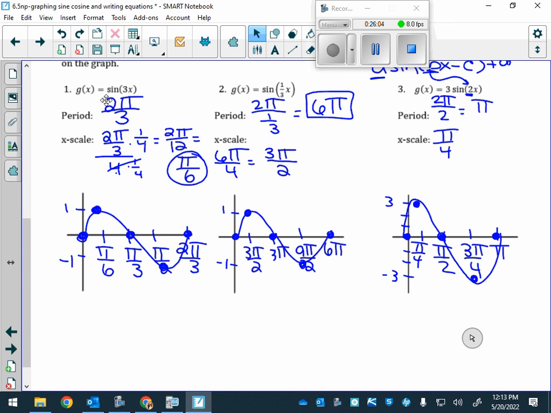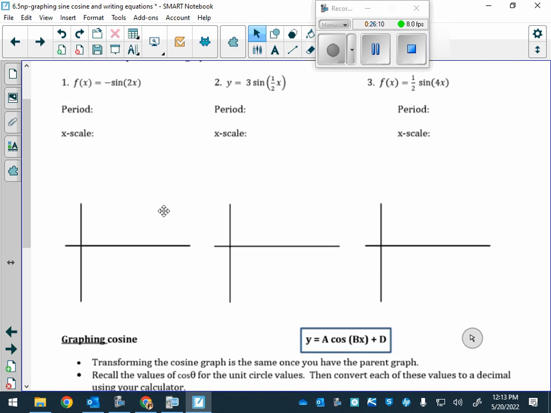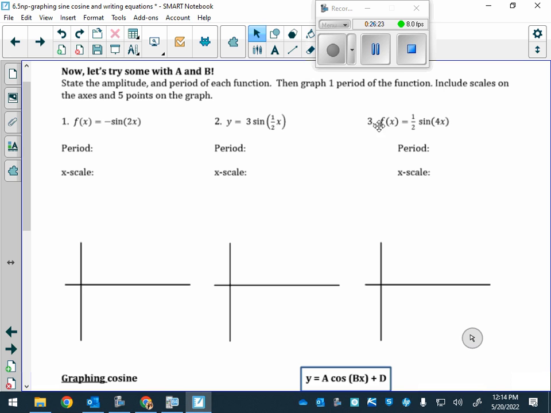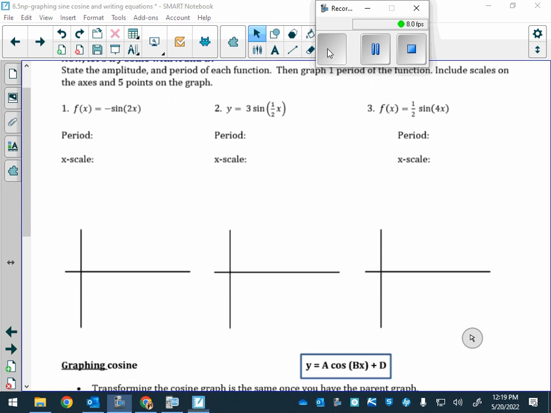So I want you guys to try only 2 of these. Let's do 1 and 3. I want you to try those on your own. It's with your amplitude changing and a period change. 1 and 3. You may work with somebody, if you like, to go through 1 and 3. Only 1 and 3. And then you'll just get into practice.